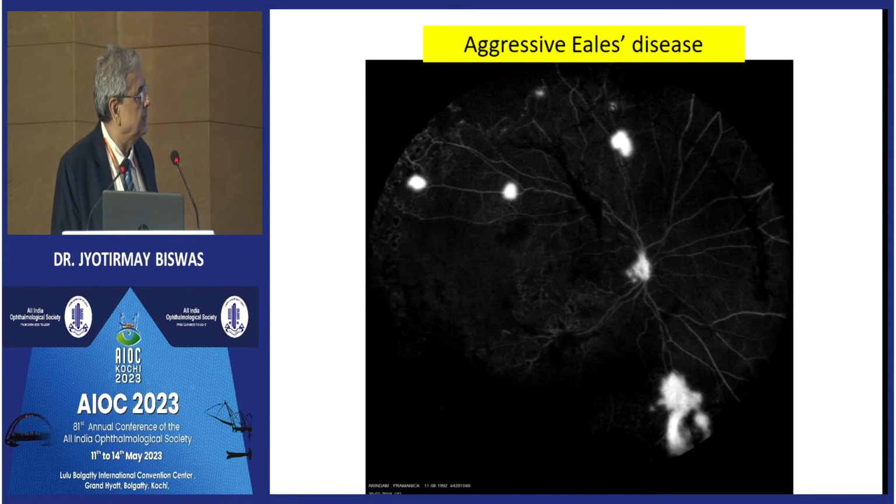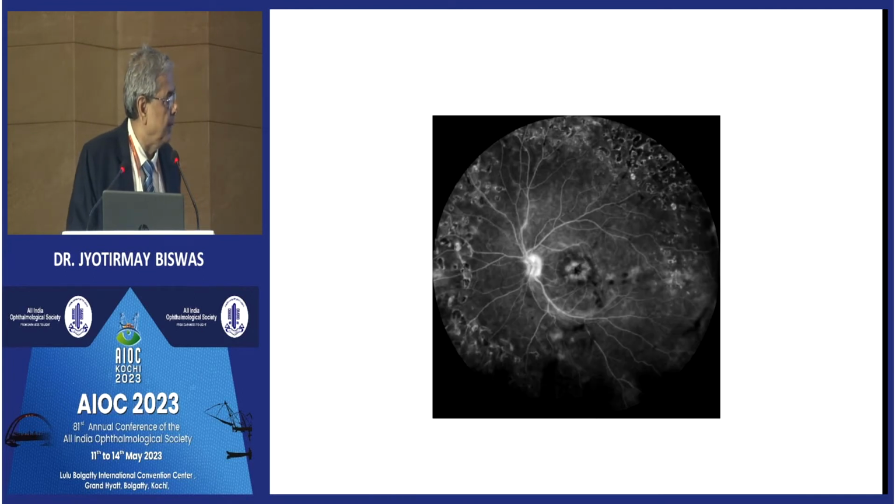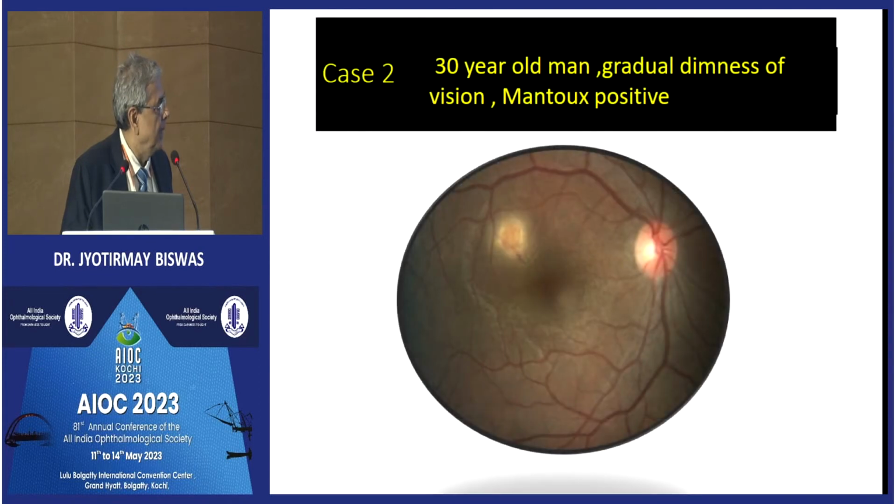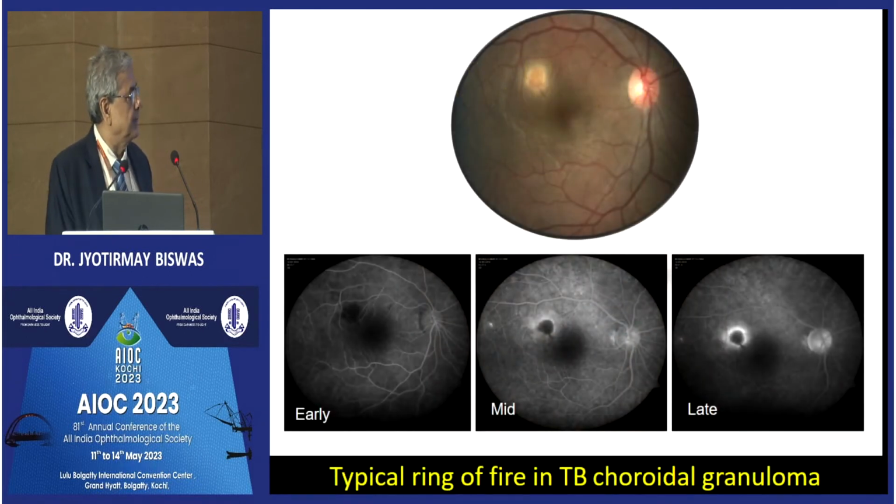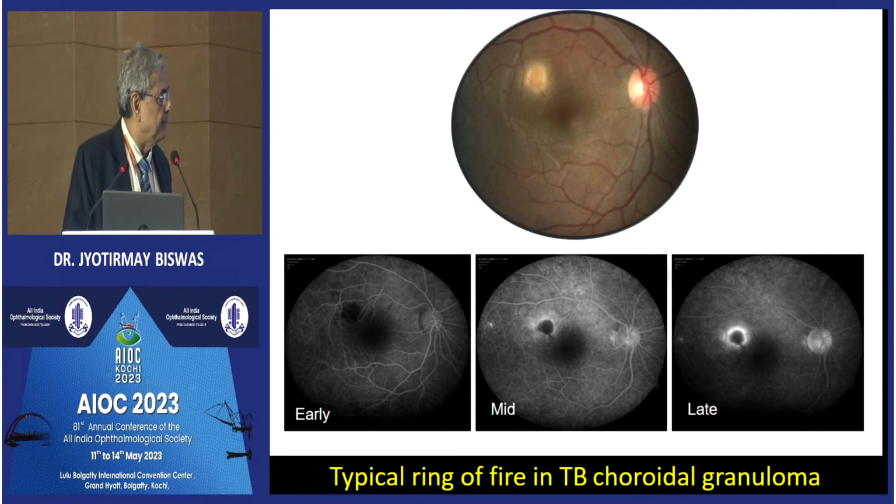You may miss such subtle neovascularization, which can be picked up by fundus fluorescein angiogram, and cystoid macular edema also can be picked up. This is a 30-year-old man with gradual dimness of vision, Mantoux positivity, and choroiditis lesions. If you do a fundus fluorescein angiogram, you will see the typical ring of halo, ring of fire around it, very typical of TB choroidal granuloma. Not that TB choroidal granuloma has no other fluorescein angiogram pattern, but this is quite suggestive.